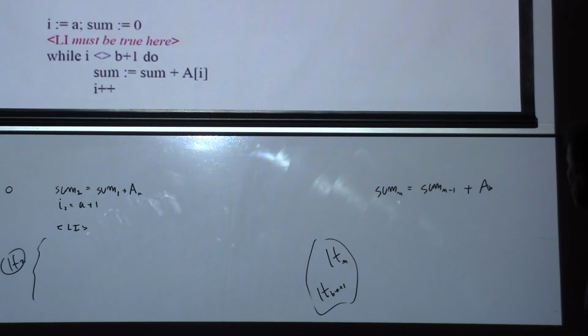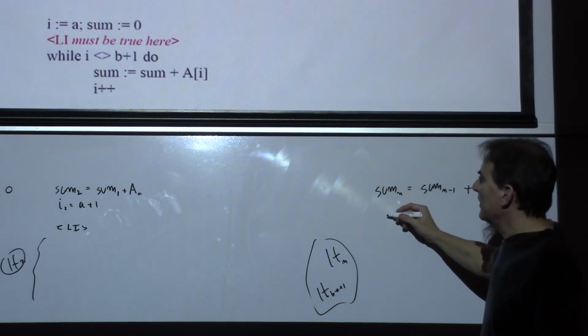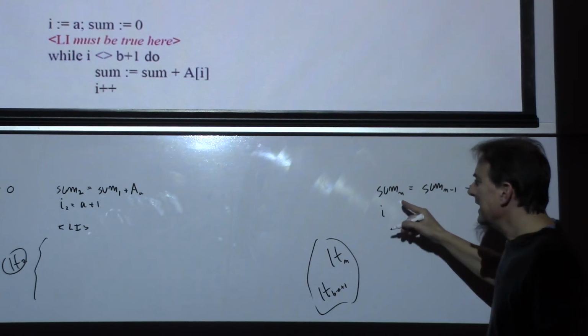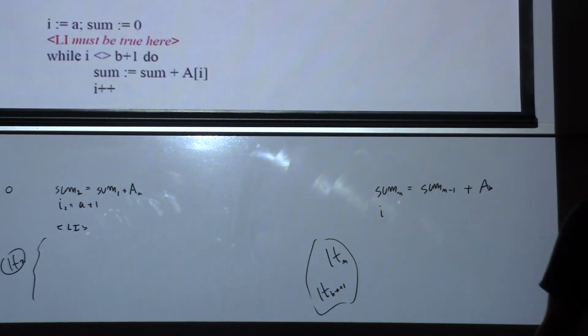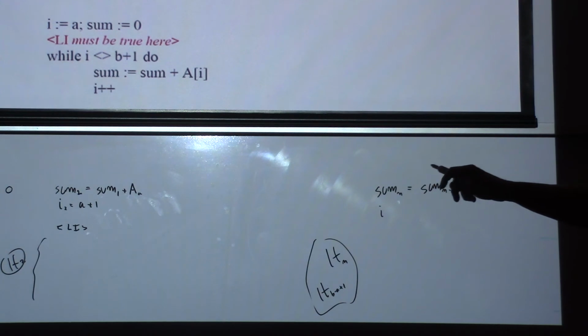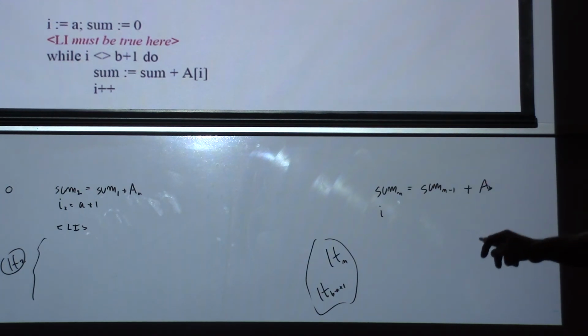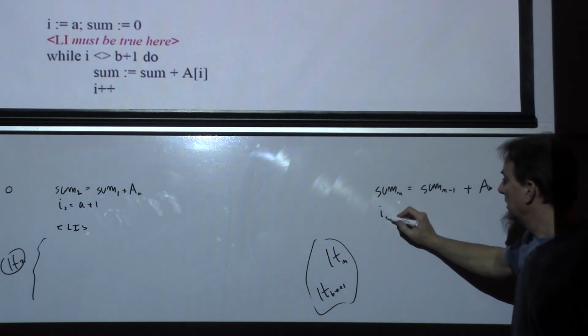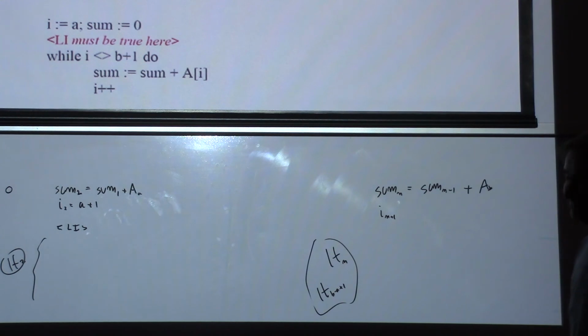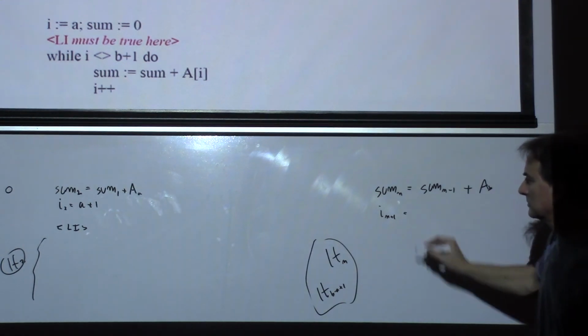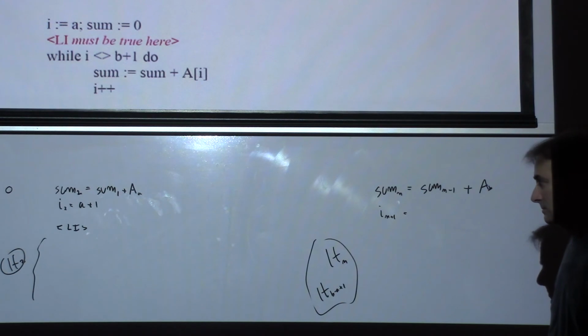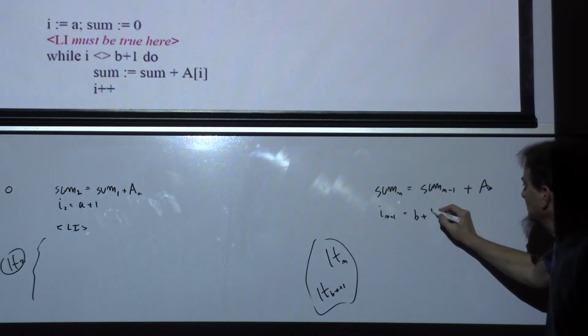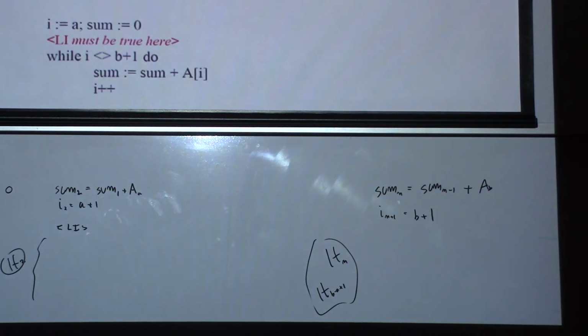Now after that happened, what does the value of I become? So now this is going to be I. How many iterations do we have? This is iteration 1, iteration 2, iteration n. So what is the value of I? I sub n plus 1 is equal to b plus 1. Good. So I sub n plus 1 is equal to b plus 1.